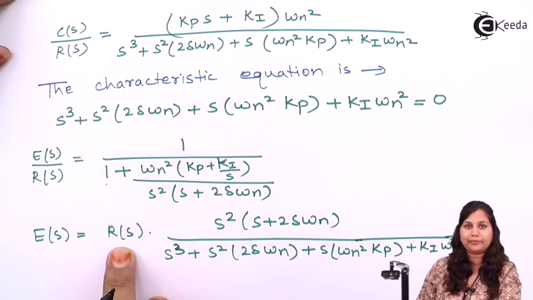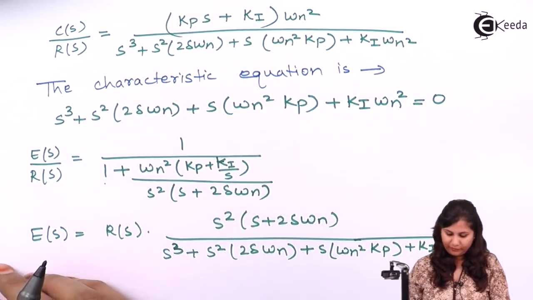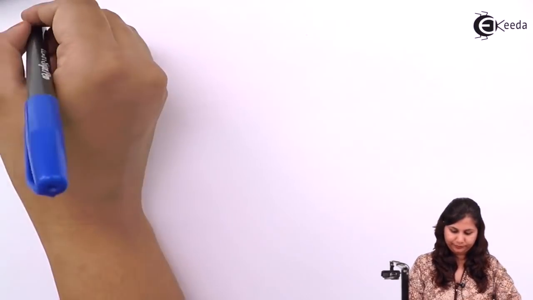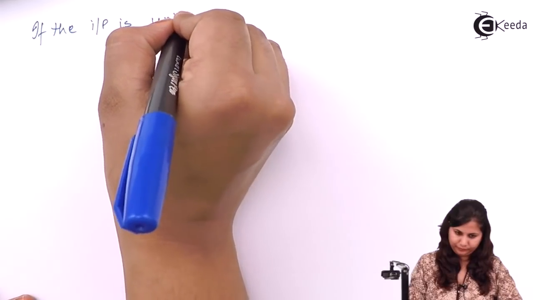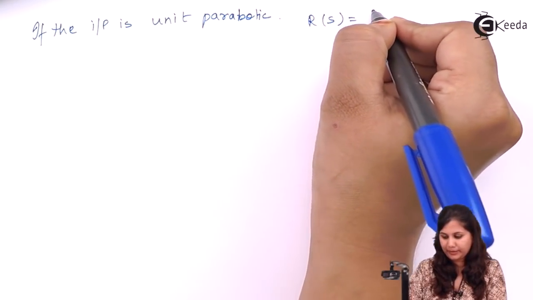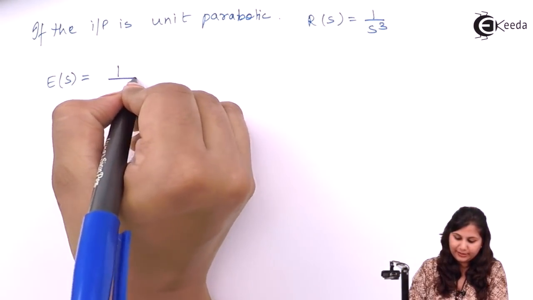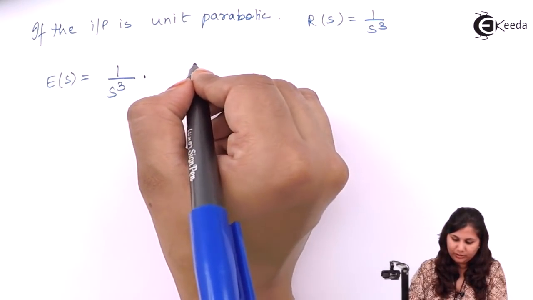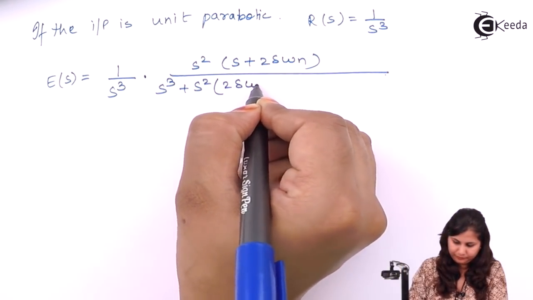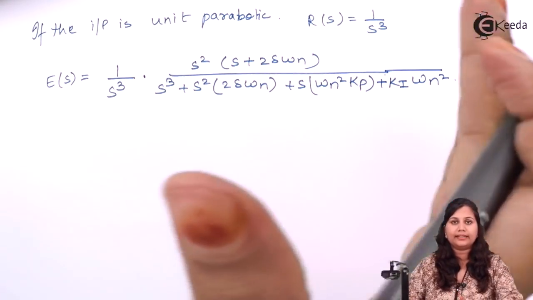Now here we can take different types of inputs. So we will consider here the error signal for the unit parabolic function. We will calculate what will be the error signal for this. If it is a unit parabolic function, then R(s) is equal to 1 by s cube. So we have E(s) equals R(s) into the transfer function; put the value of R(s), this is 1 upon s cube. So this is the error signal.